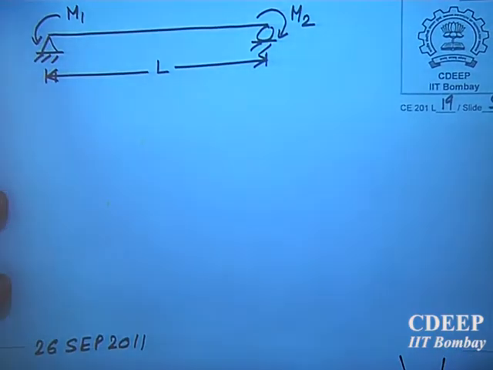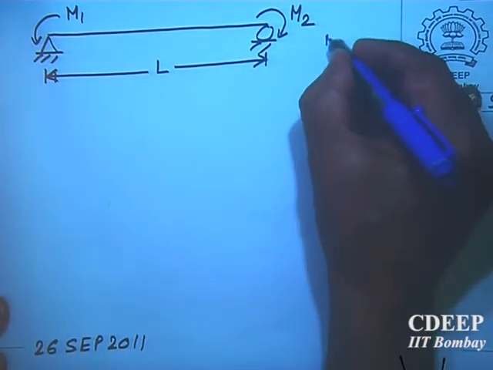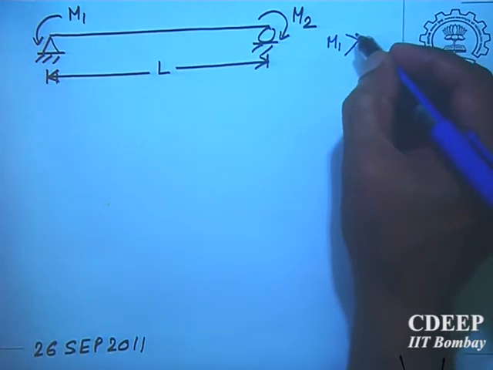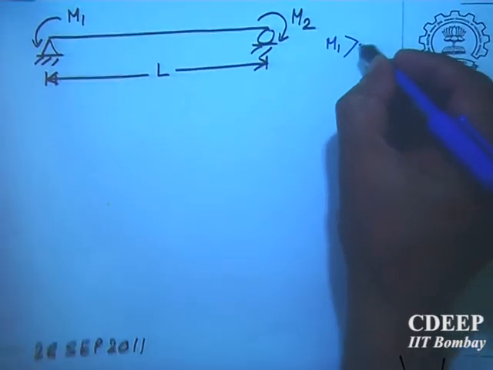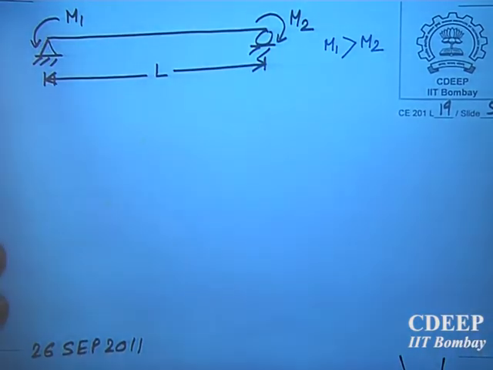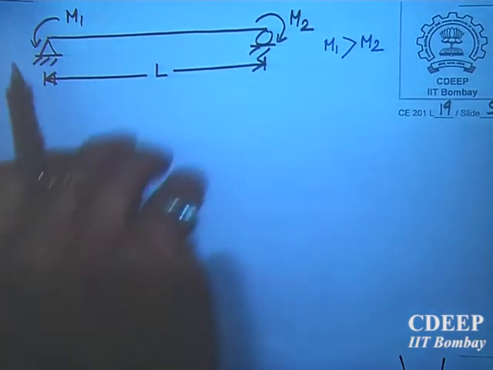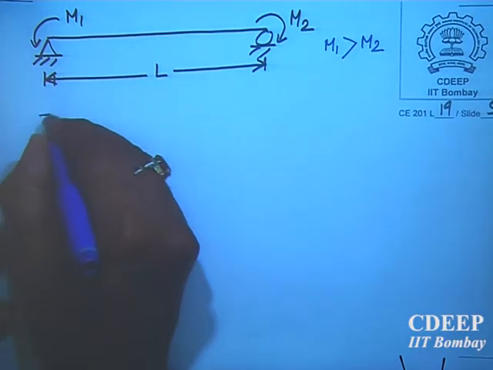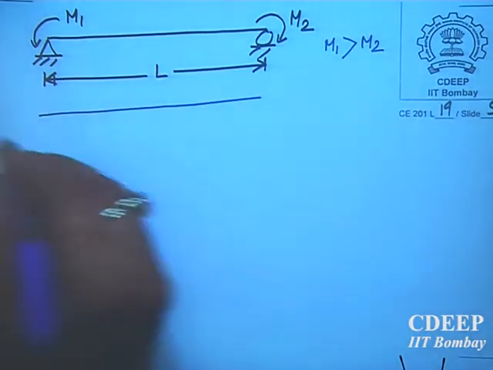Same problem. What is the reaction here? Now I have to say which one is bigger, which one is smaller. Let us say M1 is more than M2, otherwise you cannot solve this. Moment M1 is more than M2. So please find out the reaction. Quickly.